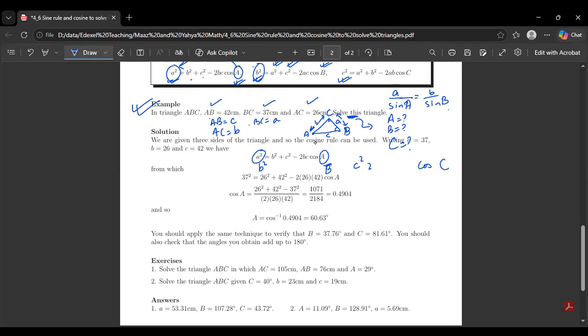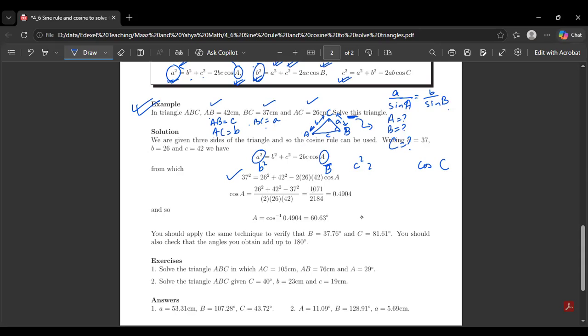Now we are going to plug in the values. We have this a, right? The value of a is BC, which is 37 centimeter. So the working is already done here. BC is 37.